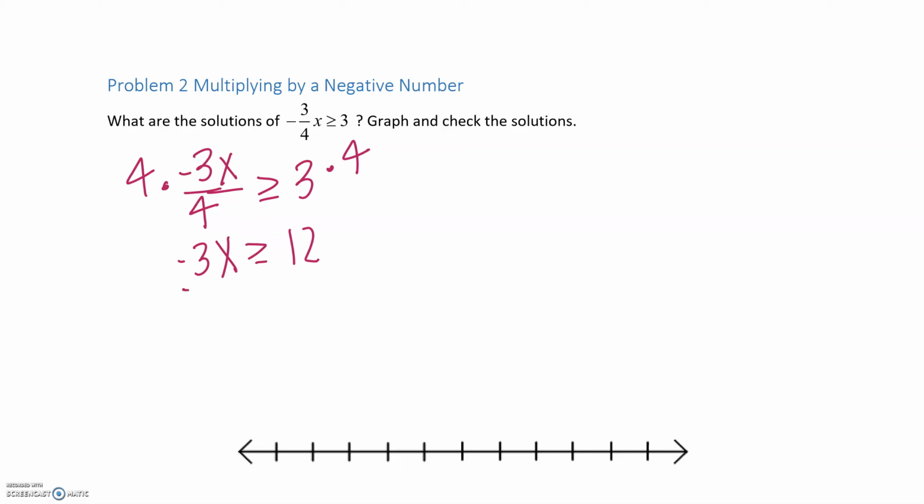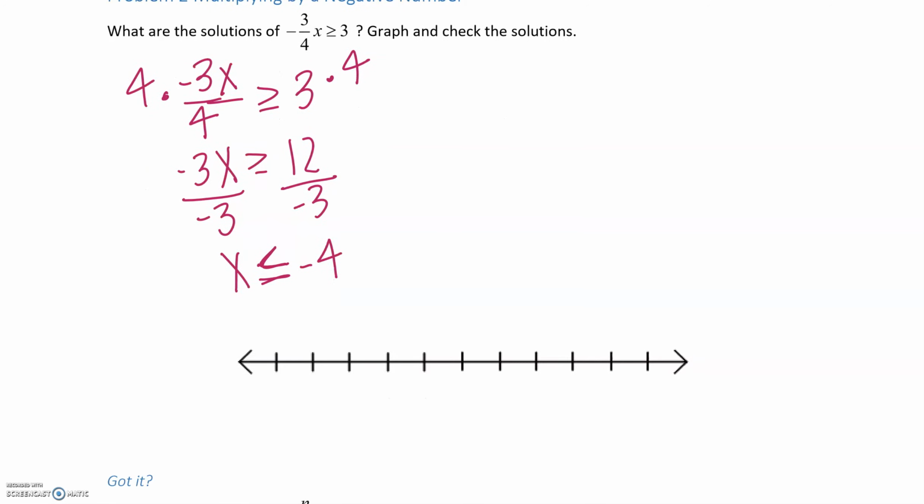Now from here, what we're going to do is divide by negative 3. When we divide by this negative 3, we automatically have to flip the sign. So I'm going to do that before I write anything else. And we're left with x is less than or equal to negative 4. Okay, so we are going to have negative 4 on this number line. It's less than or equal to, so we're going to have a closed circle. And we are going to shade to the left.